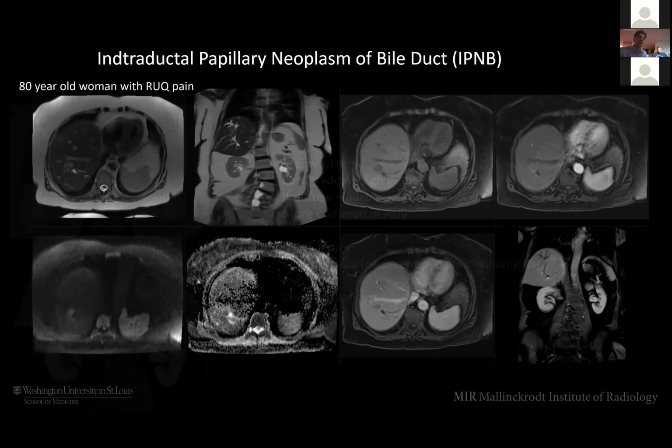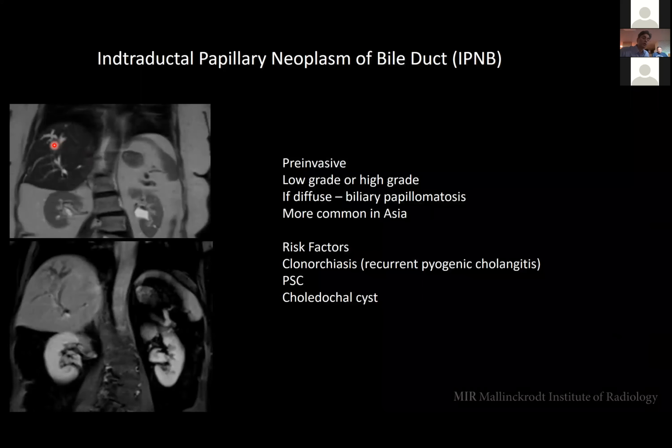And another close-up of those two images, the coronal HASTE and the post-contrast sequence right here. You see that there's a filling defect within the bile ducts. Typically, when you see that, it's an intraductal papillary neoplasm of the bile ducts. It can be low grade to high grade. There's no way we can differentiate on MR whether it's low grade or high grade.